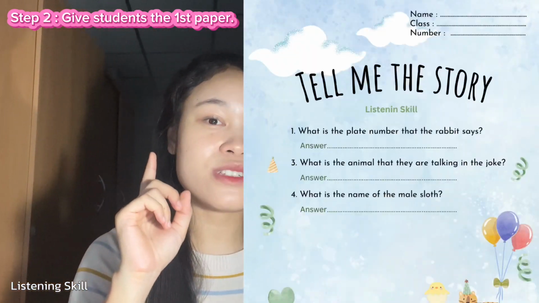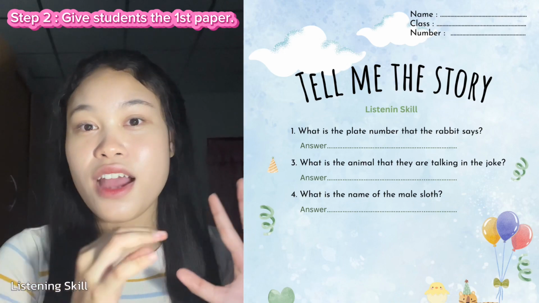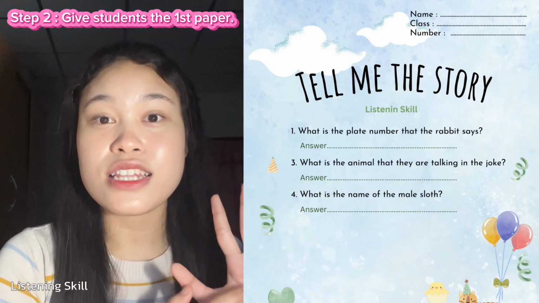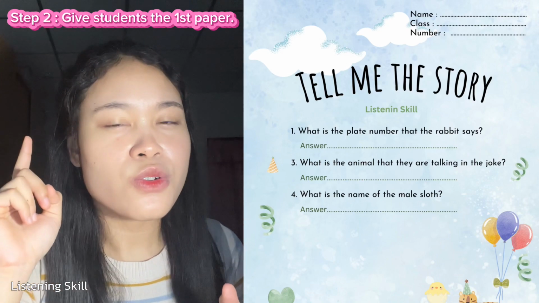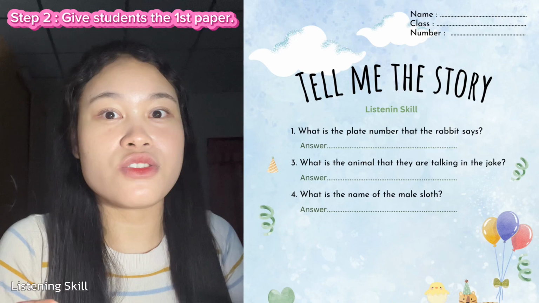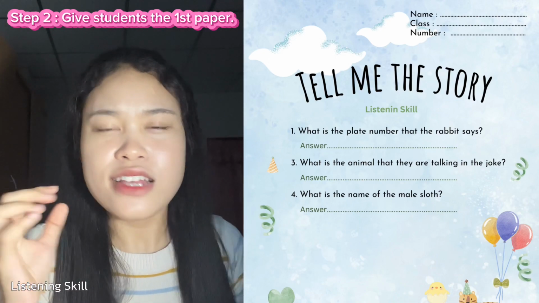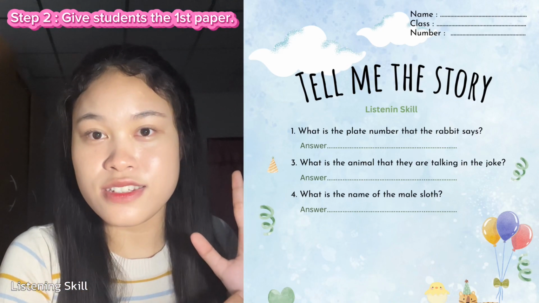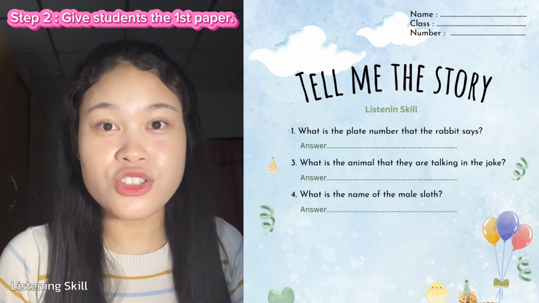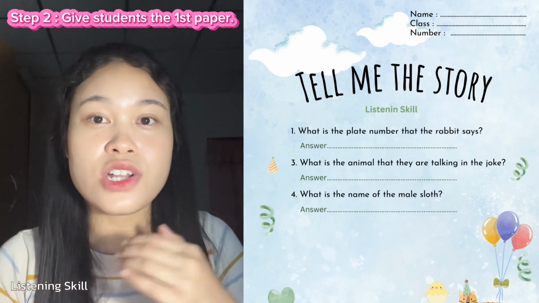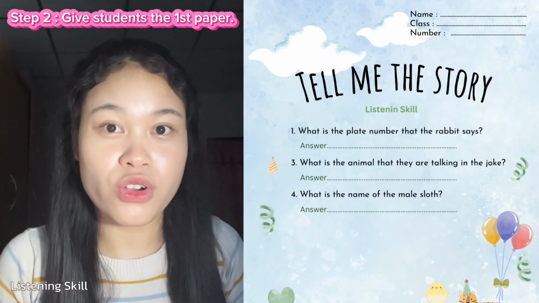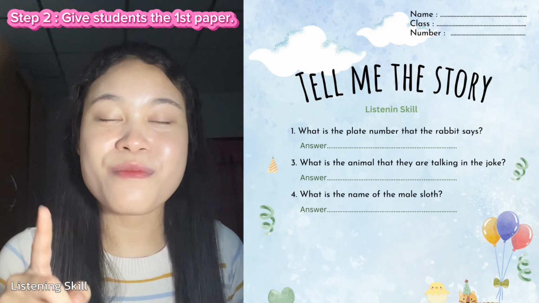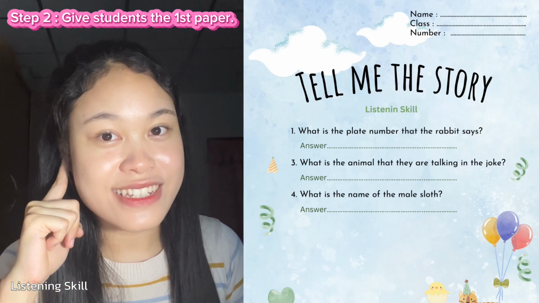Step 2, give them the paper. This is going to be the first paper. And there are the questions that the students have to answer by watching the movie and listening carefully to what the animals are talking about. This can also make the students understand the content that they are going to tell to other people about the story. And for sure, this step helps students develop their listening skill.